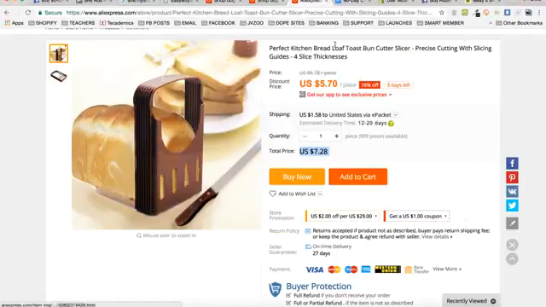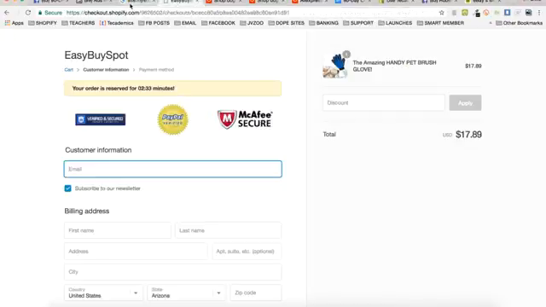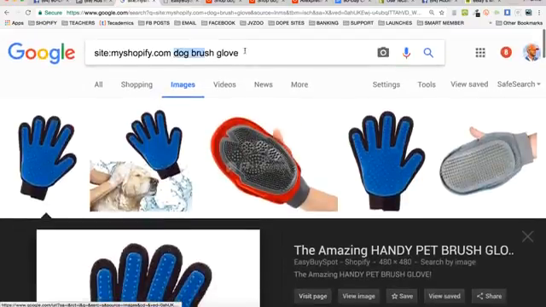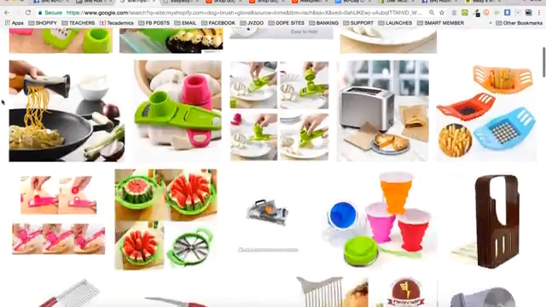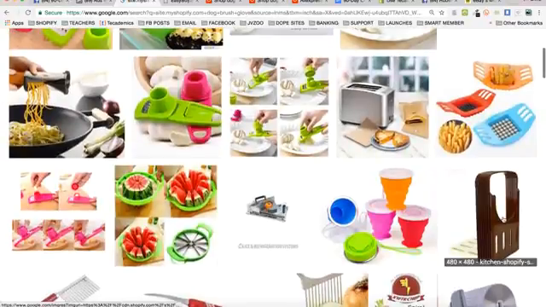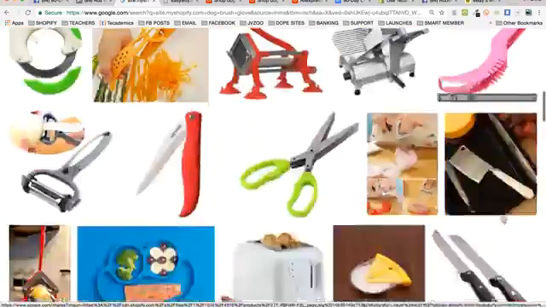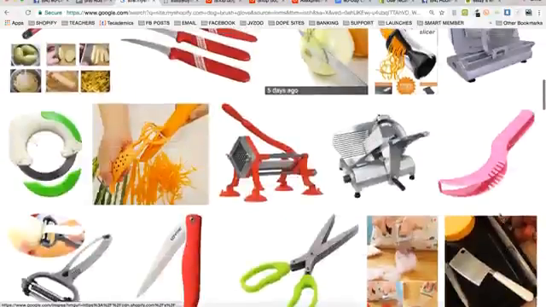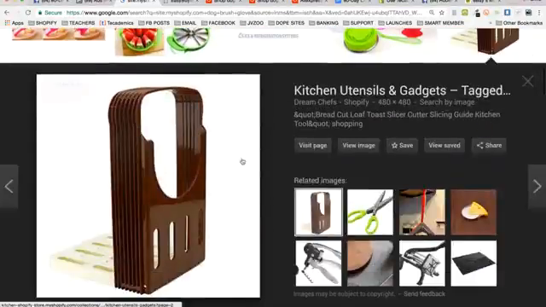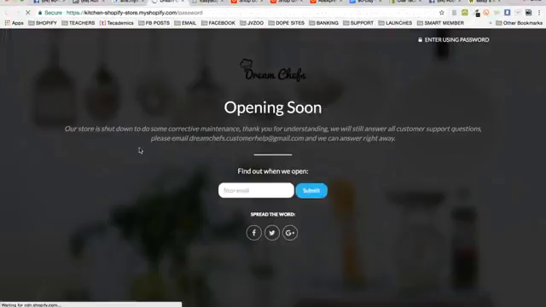But then after I sell it cheap, the perfect toast cutter slicer, let's see. Perfect toast cutter slicer. Looks like it's probably that one. I don't know if there's a better picture of it. I probably just don't have the best name for it. But there's one right here. Let's visit the page and let's see what this person's... Oh, their store's not open.